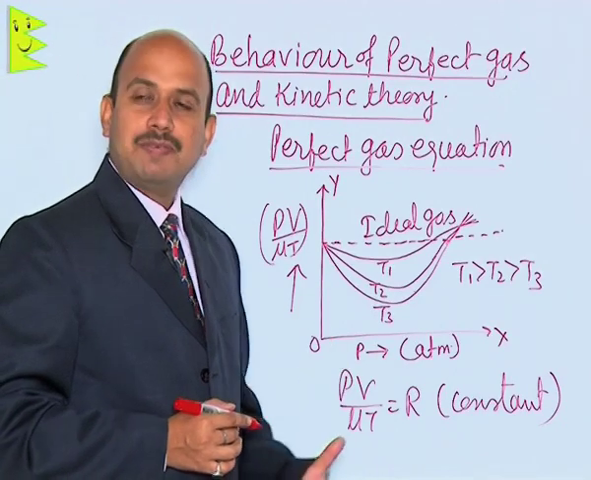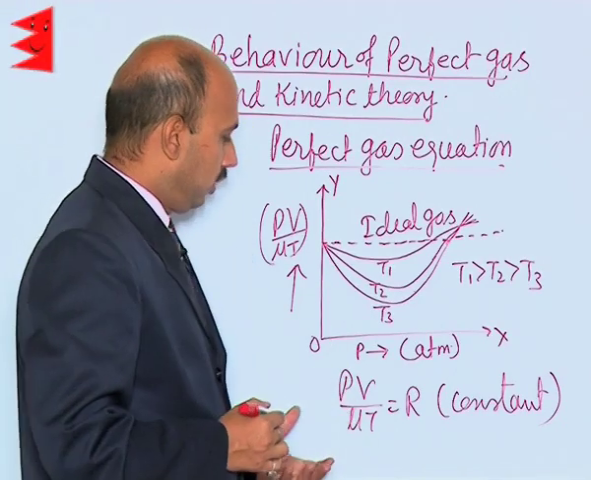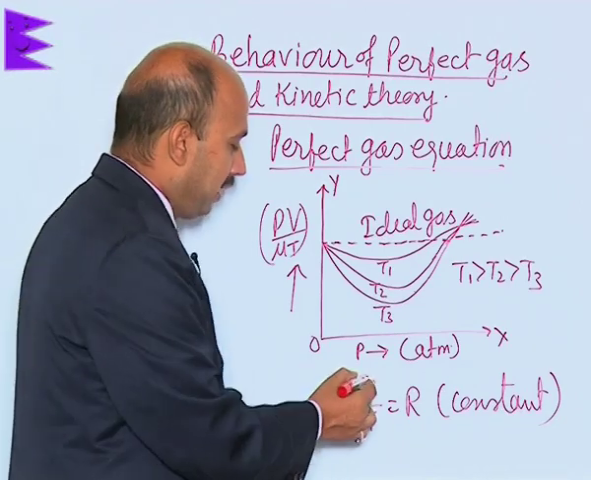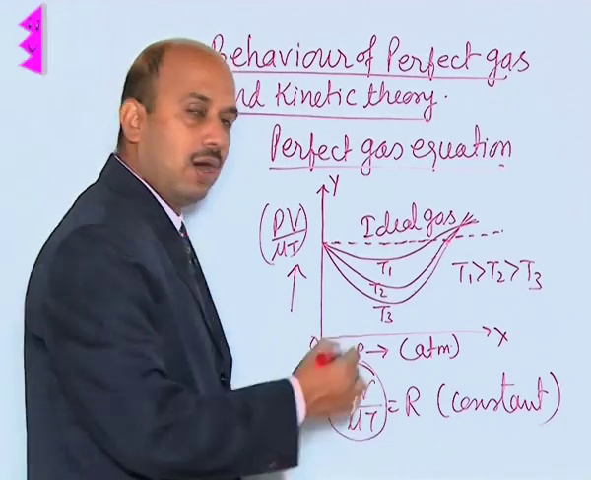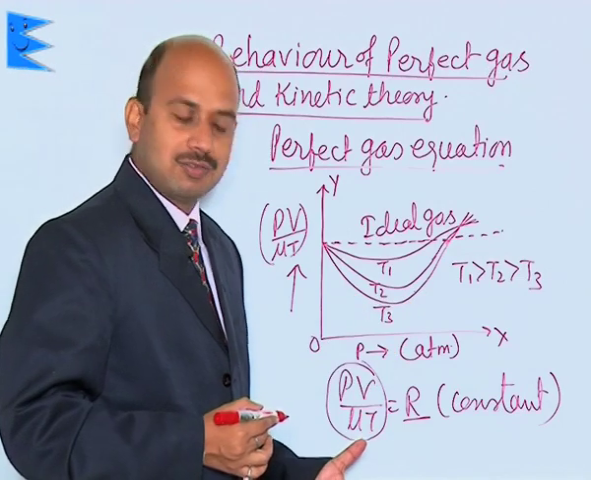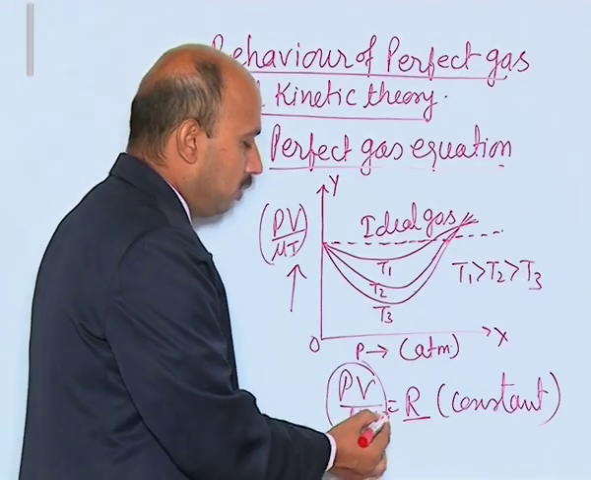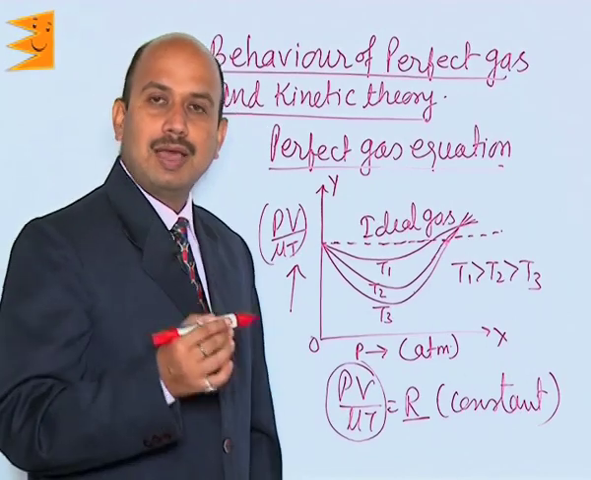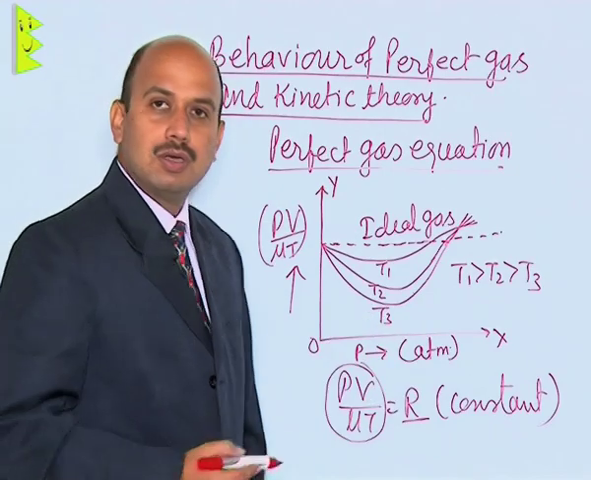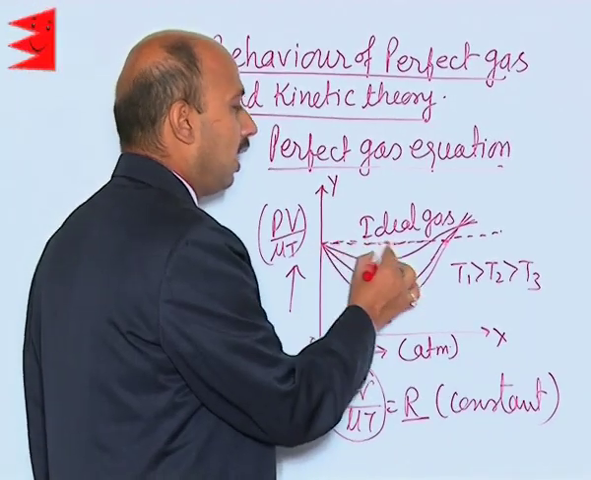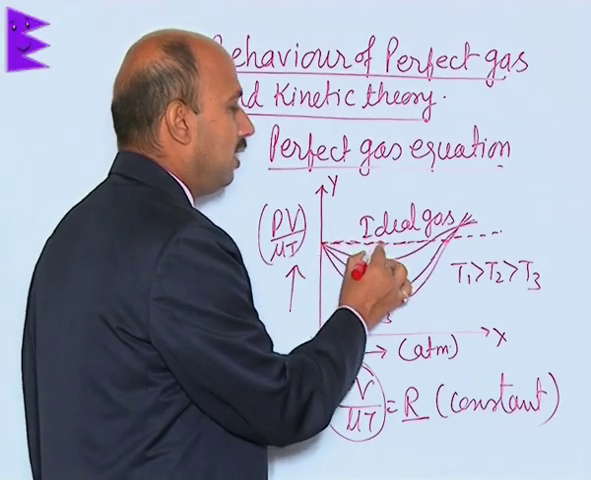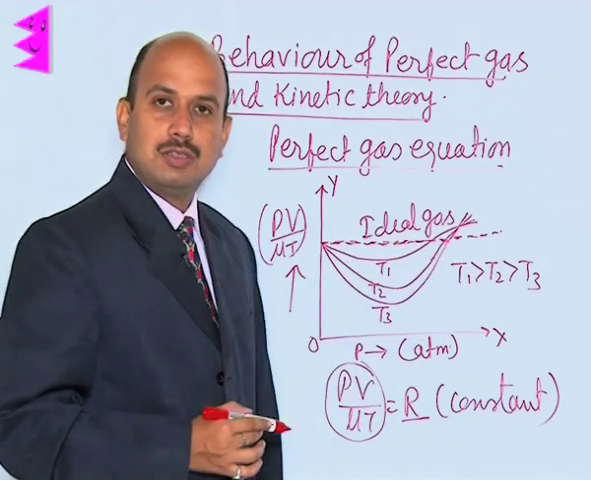Now see here, we have the perfect gas equation, PV is equal to μRT, where μ is the number of moles. It means PV upon μT is equal to R. R is constant and its value we have calculated just now. So PV upon μT is constant. So when the graph is plotted between PV upon μT and pressure, we will see a straight line. For the ideal gas, this straight line is obtained in this graph.